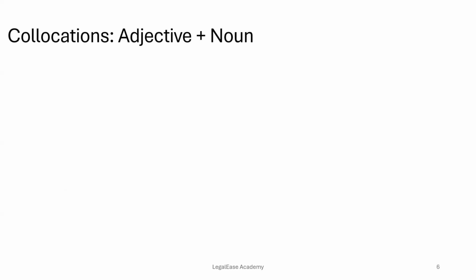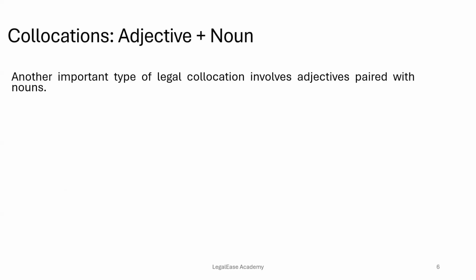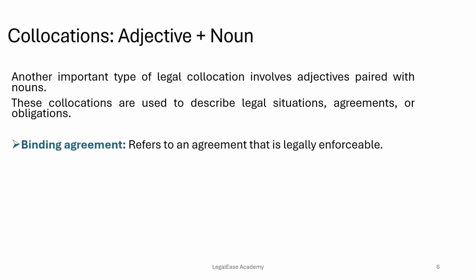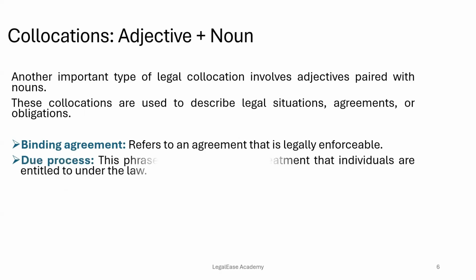Looking at adjectives and nouns then, so we'll take a look at an example. So these are obviously used to describe legal situations, agreements, or sometimes obligations as well. So looking at the first one, binding agreement. So it refers to an agreement that is binding, is legally enforceable.